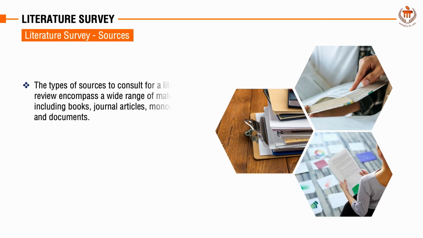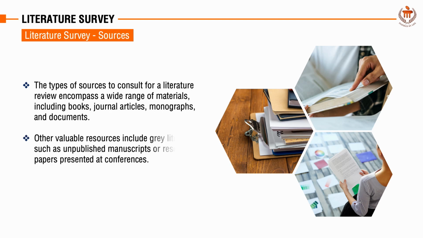The types of sources to consult for a literature review encompass a wide range of materials, including books, journal articles, monographs, and documents. Additional valuable resources include gray literature, such as unpublished manuscripts and conference research papers. Moreover, the internet is an essential tool for accessing articles, abstracts, and other relevant materials for the review.